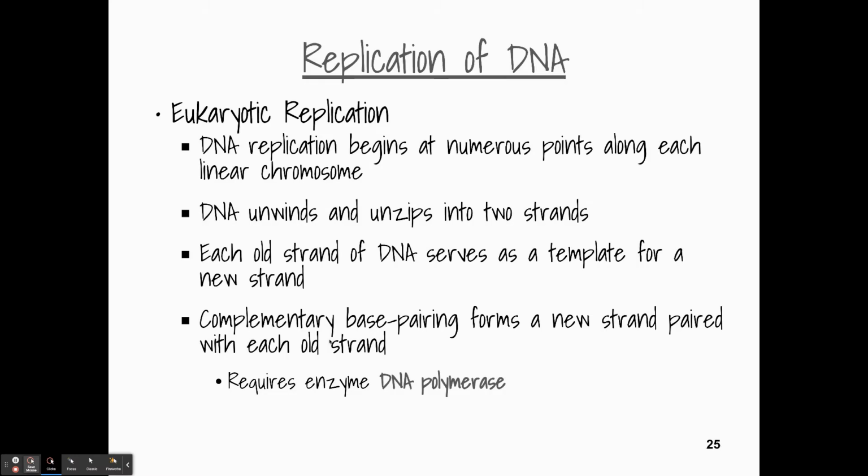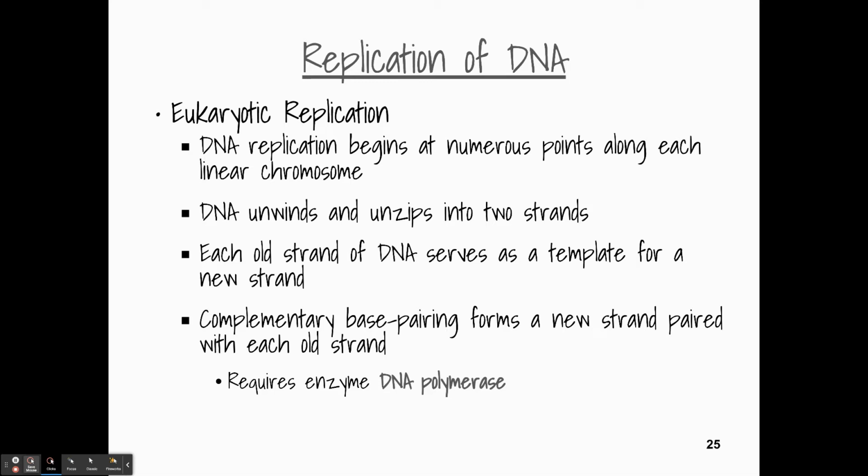Whereas in eukaryotic replication, DNA replication begins at numerous points along each linear chromosome. So the DNA is going to unwind and unzip into two strands. Each old strand of DNA serves as a template for a new strand. It's known as semi-conservative replication. So it keeps one old and it builds one new. The complementary base pairing forms a new strand paired with an old strand, and it requires the enzyme called DNA polymerase.